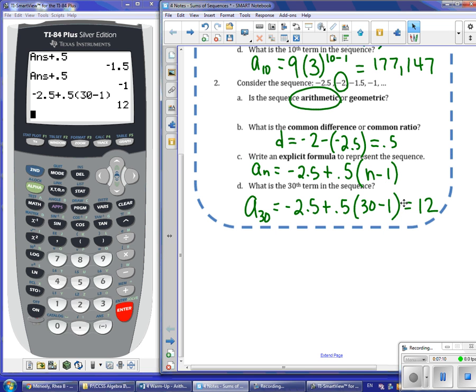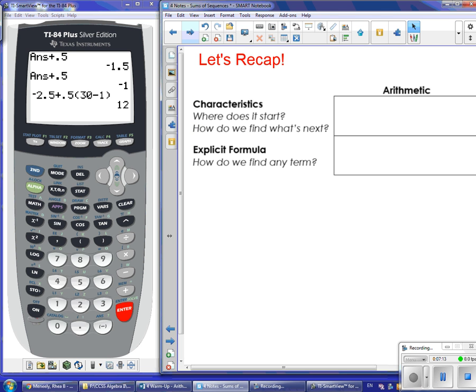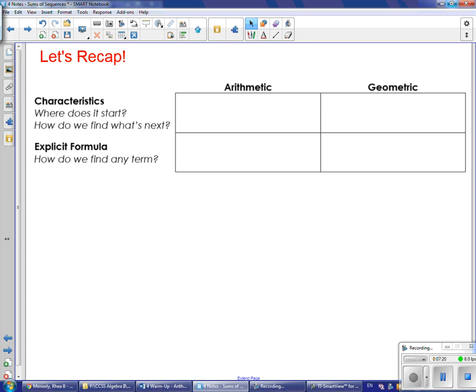Today, we're going to take this one step further. And let's put it in context. Well, actually, before we do that, let's recap. Okay, so let me make this a little bit bigger so you can see it. Characteristics of an arithmetic sequence.